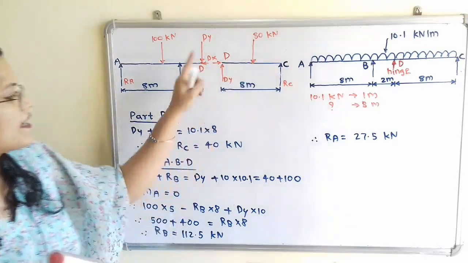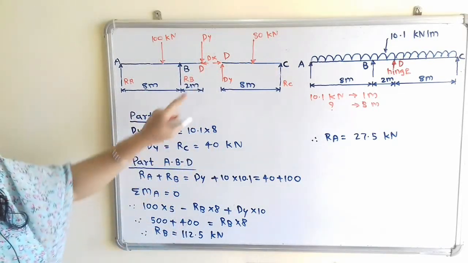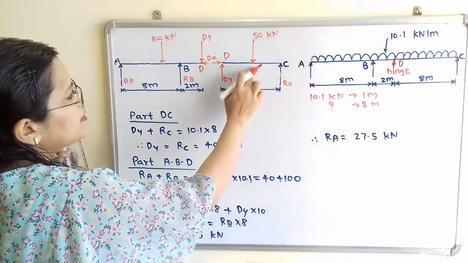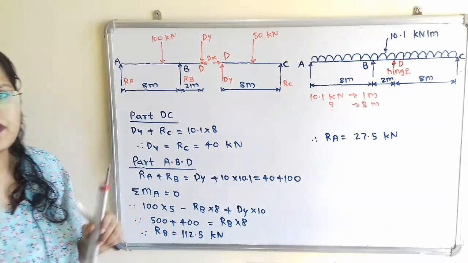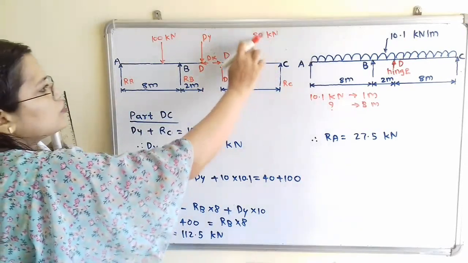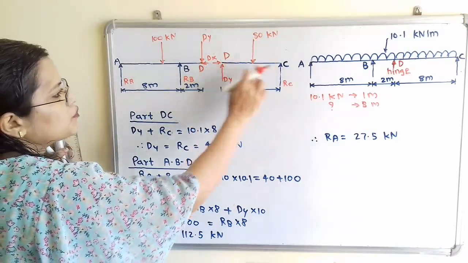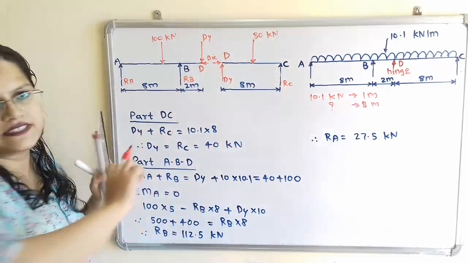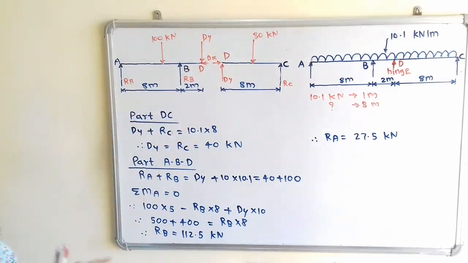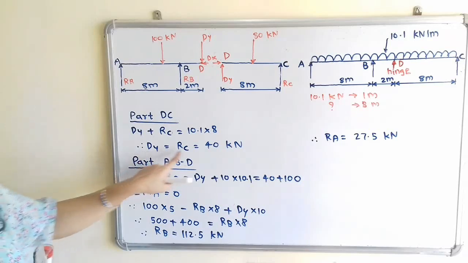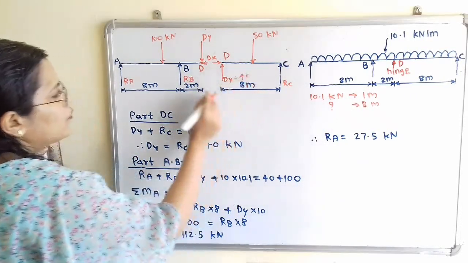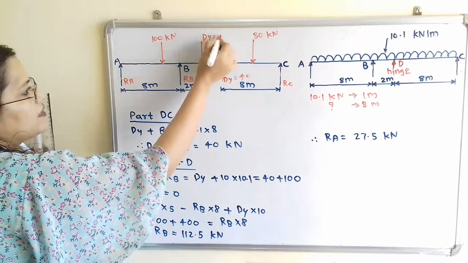Now from this diagram, how to write? So we will write here as Dy plus RC is equal to 80. So because this is the simply supported beam, this 80 kilonewton load will be equally distributed at these two end points. So we can say that Dy is equal to RC is equal to 40 kilonewton. So here this is the value of Dy. So I will mention here Dy is equal to 40. So in the first part also magnitude is equal.